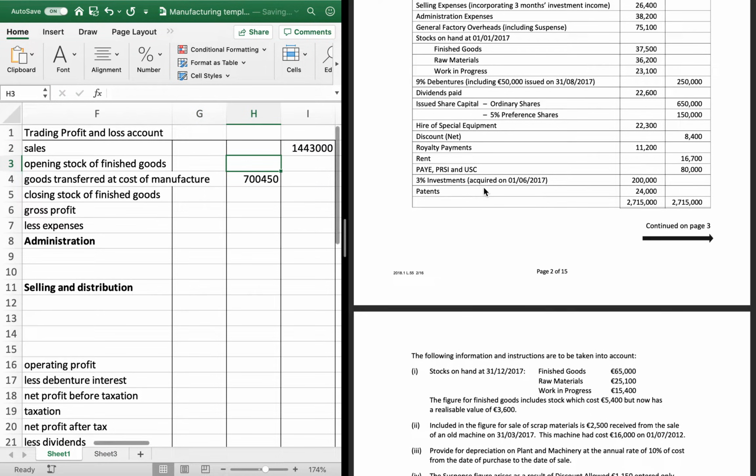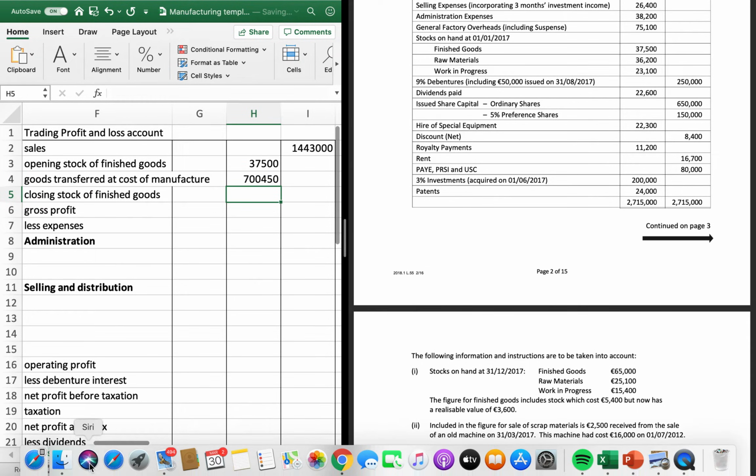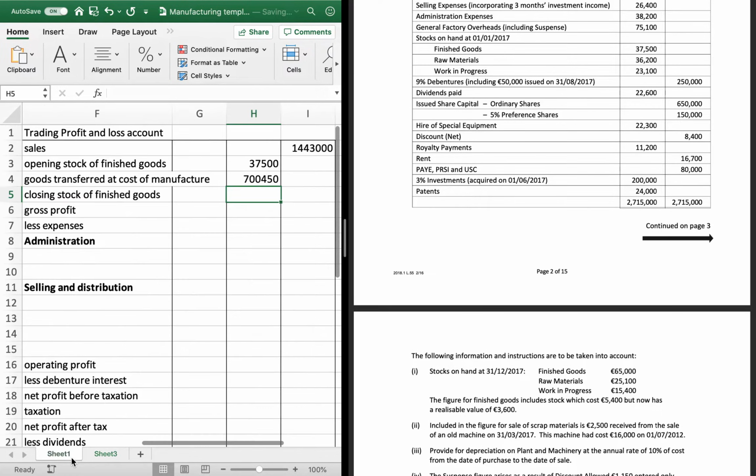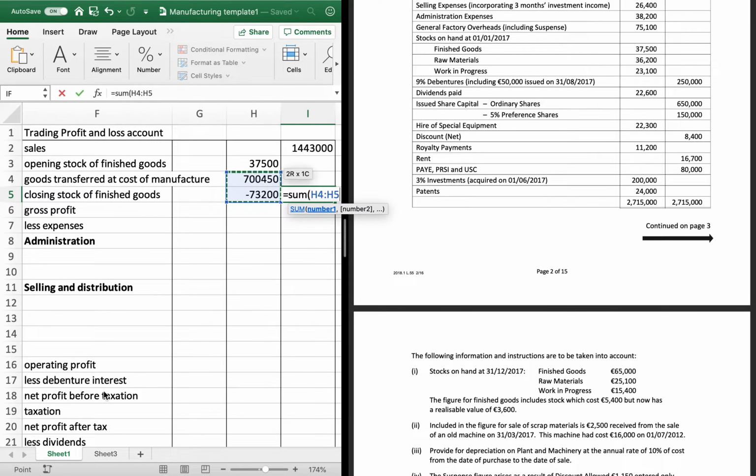Now, opening stocks, finished goods, you can always look to the question for opening stocks. They're never going to change. So 37.5. Add your cost of manufacture, take away your closing stock of finished goods. That definitely changed. So 73.2. That gets taken away. So opening stock plus purchases minus closing stock. Take them away from your sales and that'll give you your gross profit.